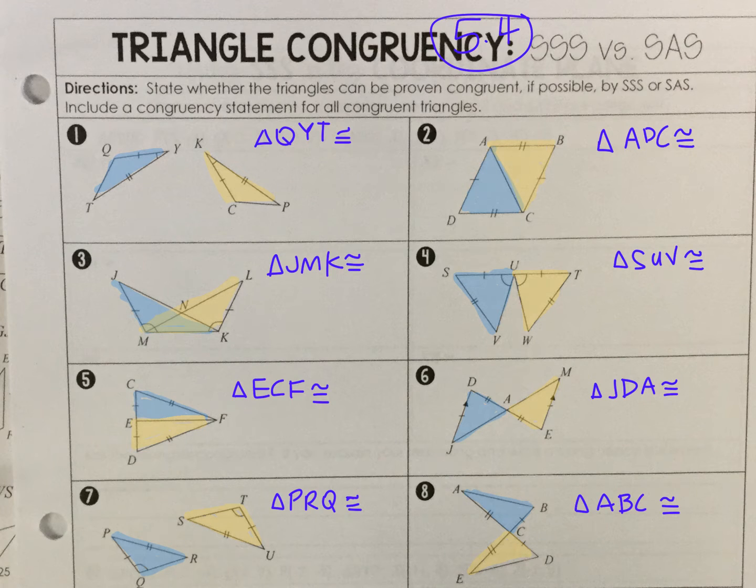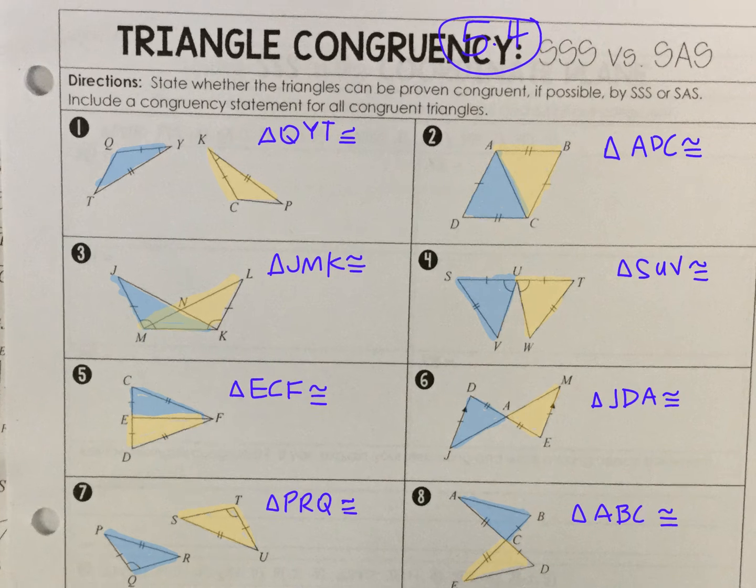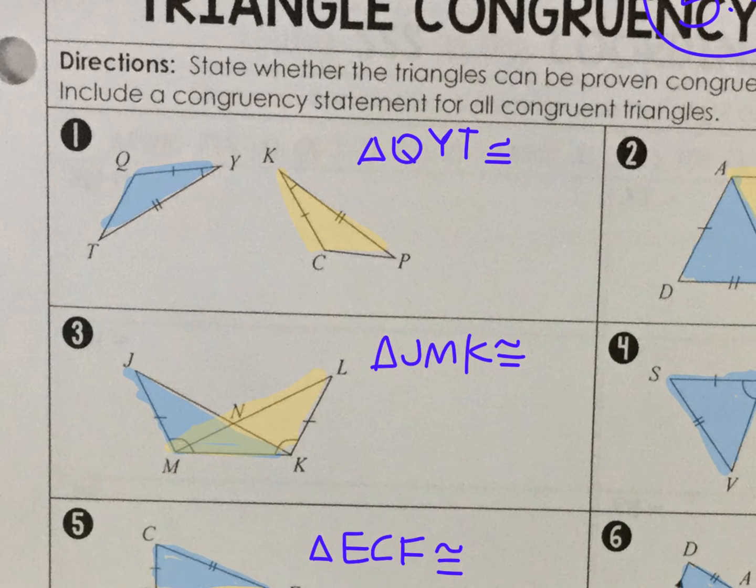All right, this is the 5.4 practice page. I'm just going to go through these examples with you so that you can understand what we're doing better. So, we are trying to decide if the blue triangle and the yellow triangle are congruent. And I have a side, angle, side on the blue and a side, angle, side on the yellow. So I'm going to use SAS, side, angle, side, and I'm going to prove that Q, Y, T.